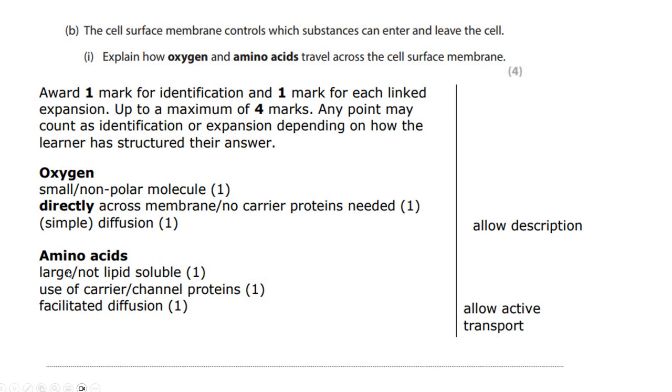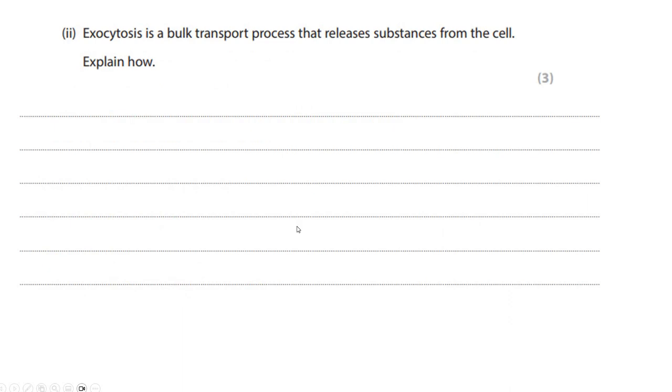Whereas amino acids are large and not lipid soluble, therefore they need carrier or channel proteins, so therefore it would be facilitated diffusion, or you could say active transport if it's going against its concentration gradient. Exocytosis is a bulk transport process that releases substances from the cell. Explain how.